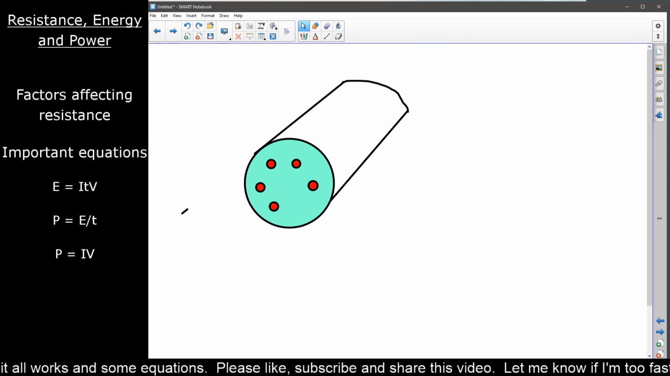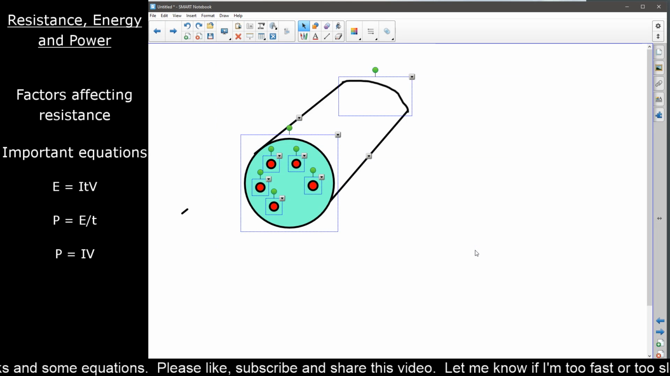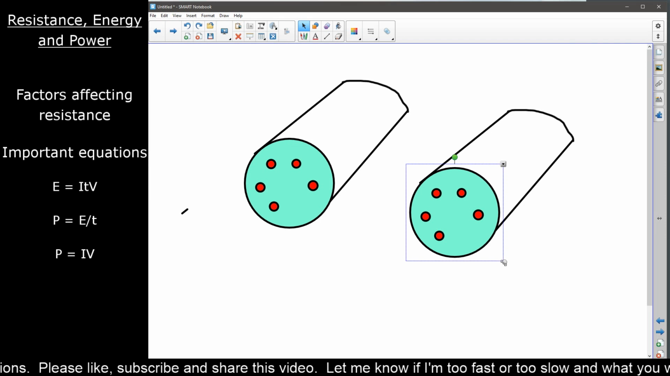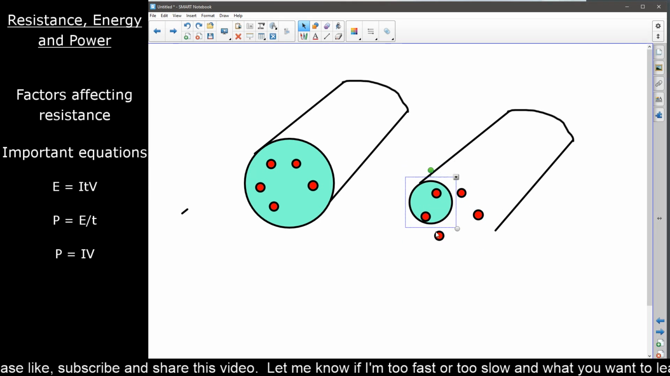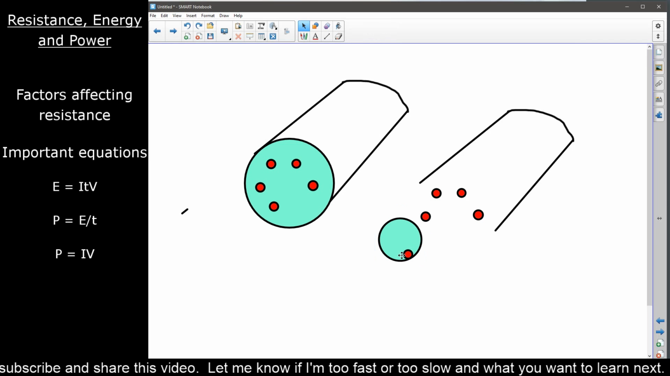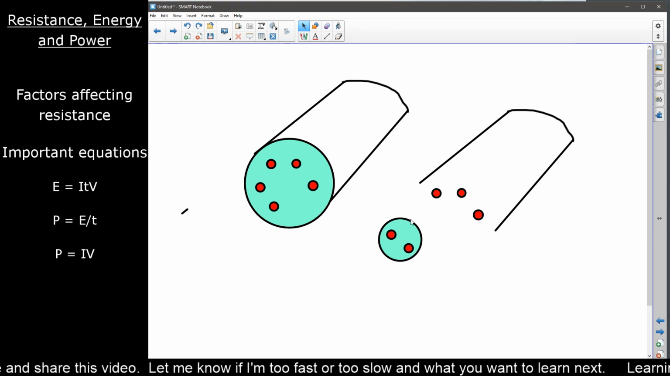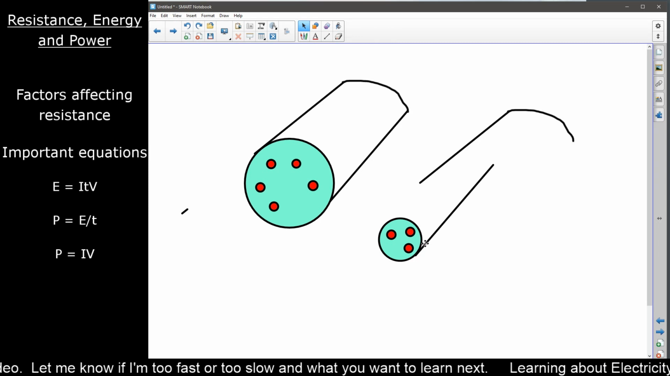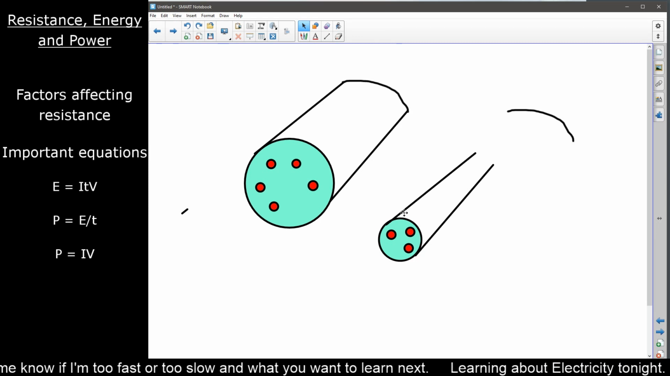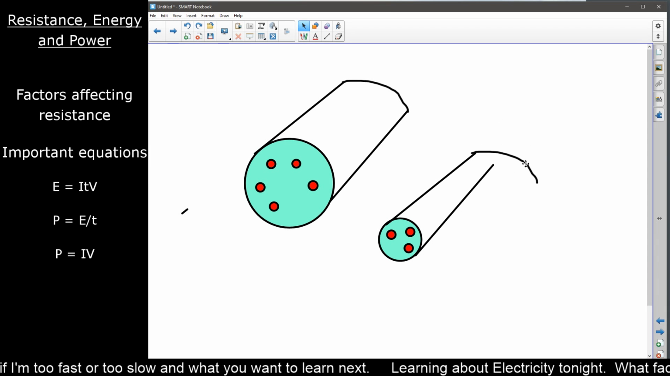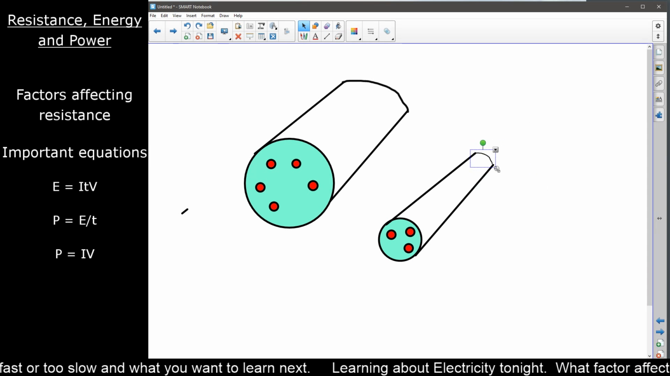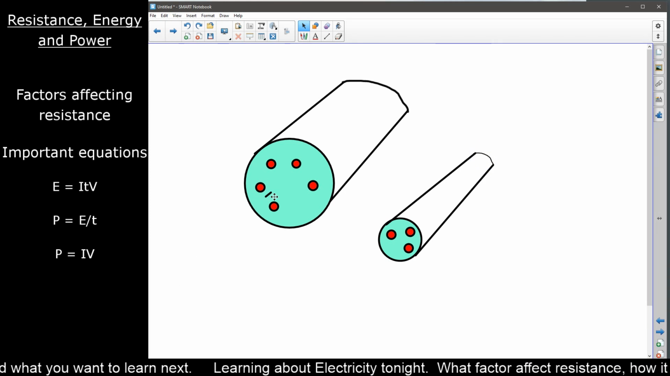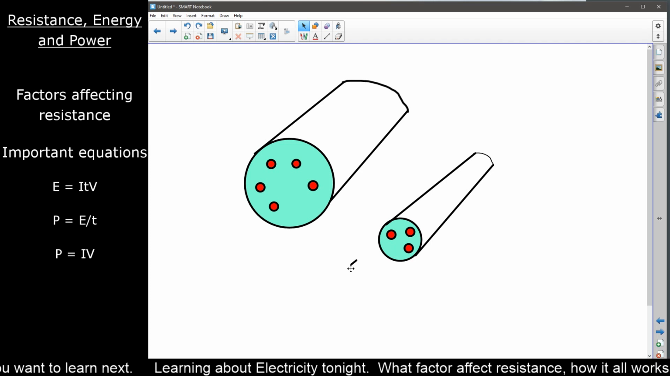Now the question becomes, what happens if I change the thickness of my wire? So let's get the exact same situation going on over here, but let's shrink down the thickness of my wire. Now the good news is I'm going to have fewer ions, so that's good. The bad news is that those fewer ions are still taking up space. The question becomes, which would you rather try and fly down? Would you rather go down through here, or down through here?